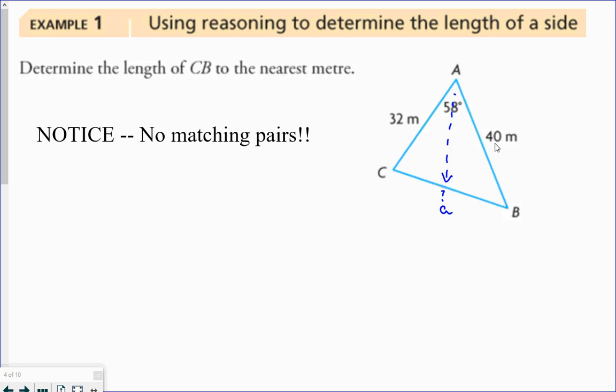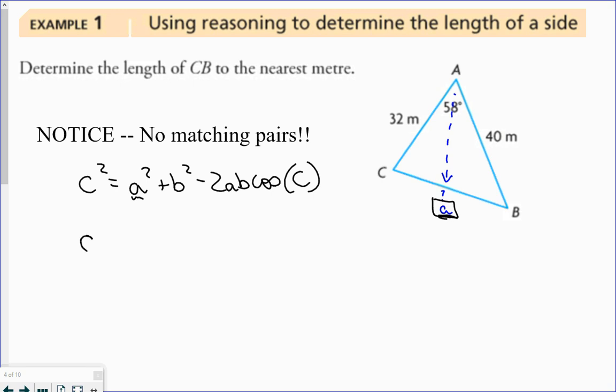So we're going to use the formula. I'm looking for a side length, so I'm just going to write out the formula. Now again, don't focus on the letters. This A is not this A. Okay, we're looking for A squared. So A squared is what I put here. That's what I'm looking for.